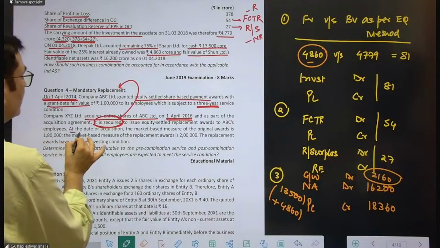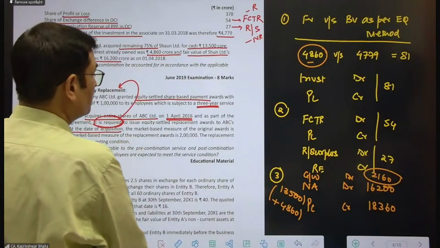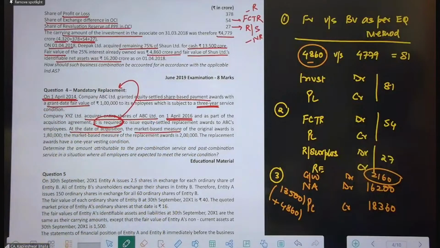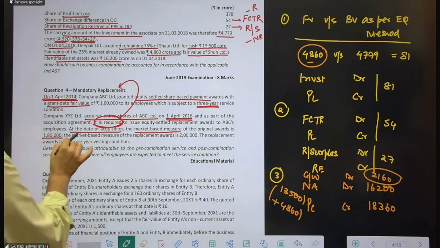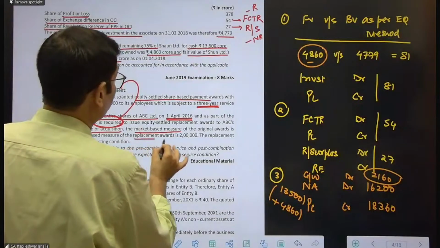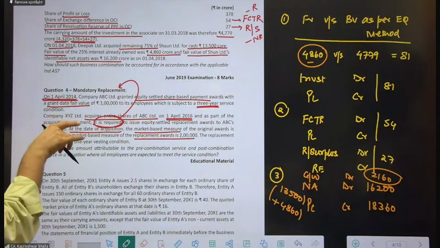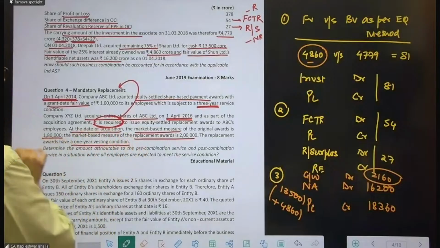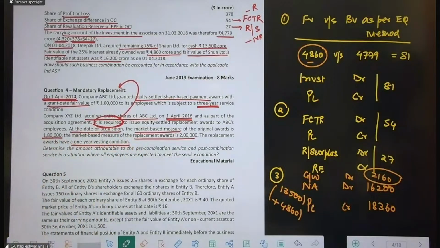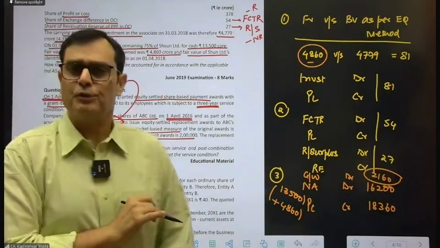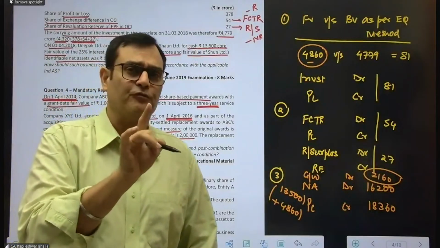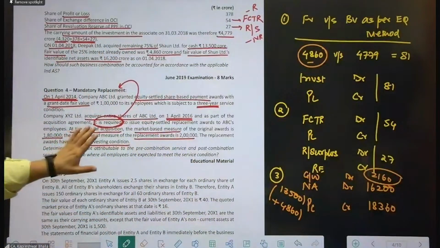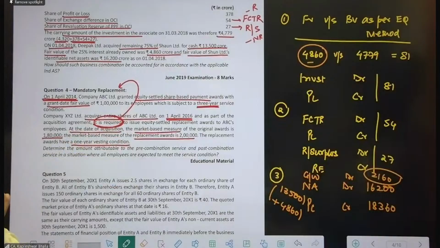Then it says at the date of acquisition, the market-based measure of the original award is given. So the fair value of the original award on the acquisition date is 1,80,000. And the market-based measure of the replacement award is 2 lakh. So this is the fair value of the replaced award. The replacement awards have a 1 year vesting condition. So is there any change in the original vesting period, or does it still continue to be 3? Out of 3, 2 years have already finished, and the new replaced awards have another 1 year vesting. So no, there is no change in the original vesting period.